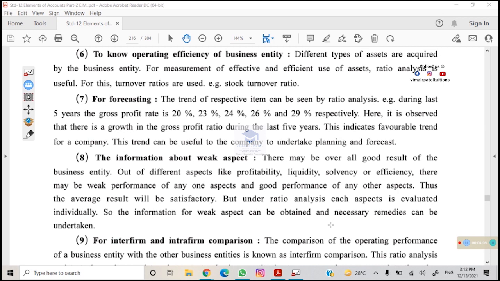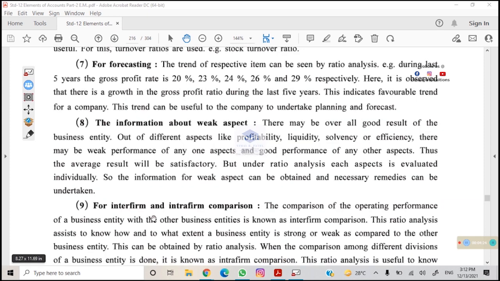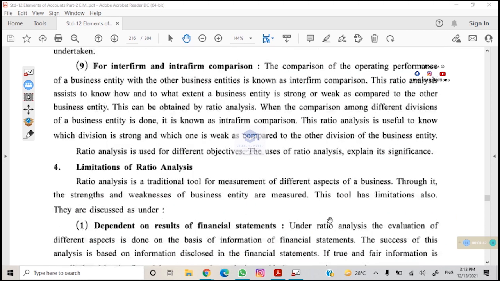The information about weak aspects: the ratio will give you insight regarding profitability, liquidity, solvency, efficiency, performance. So which is the strength and which is the weakness for any business, and how to overcome this weakness, that can be known with the help of ratios. Then interfirm and intra-firm comparison. The comparison of operating performance of a business entity with another business entity is known as interfirm. If you compare one company with another company, and the same company with its past year's data, that is called intra-firm comparison. That can be done with the help of accounting ratios.